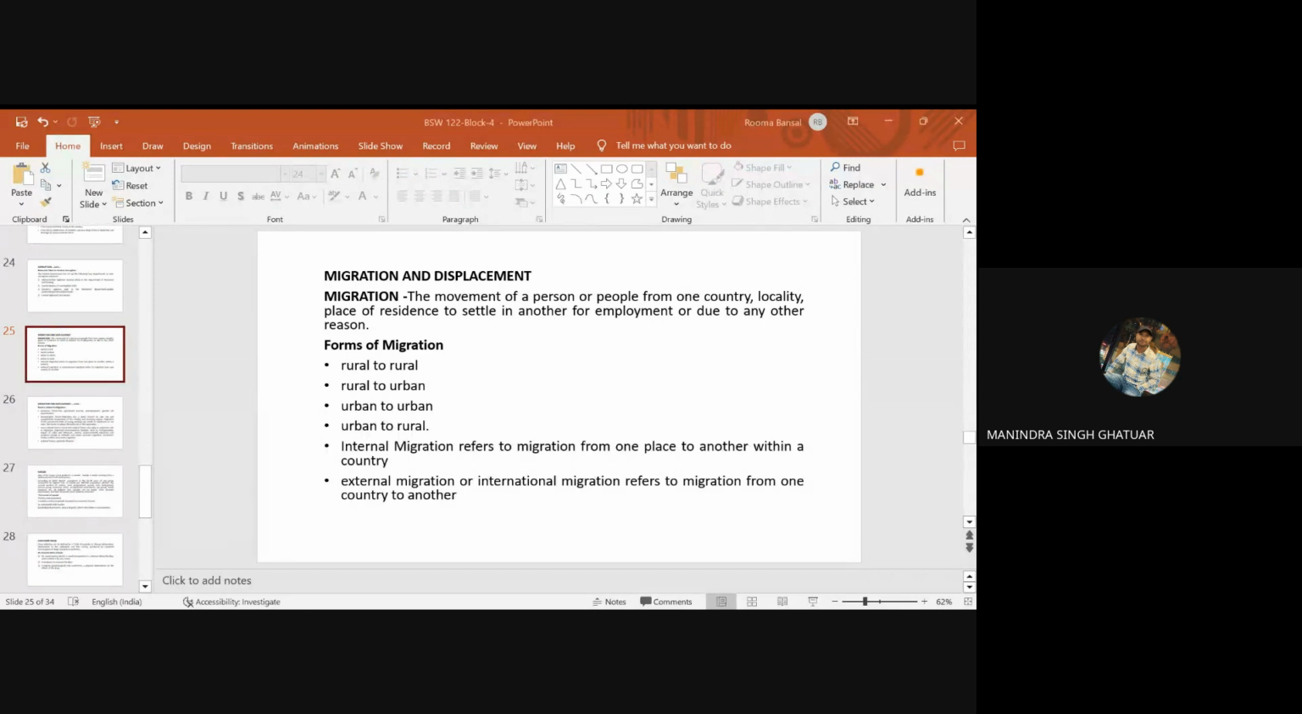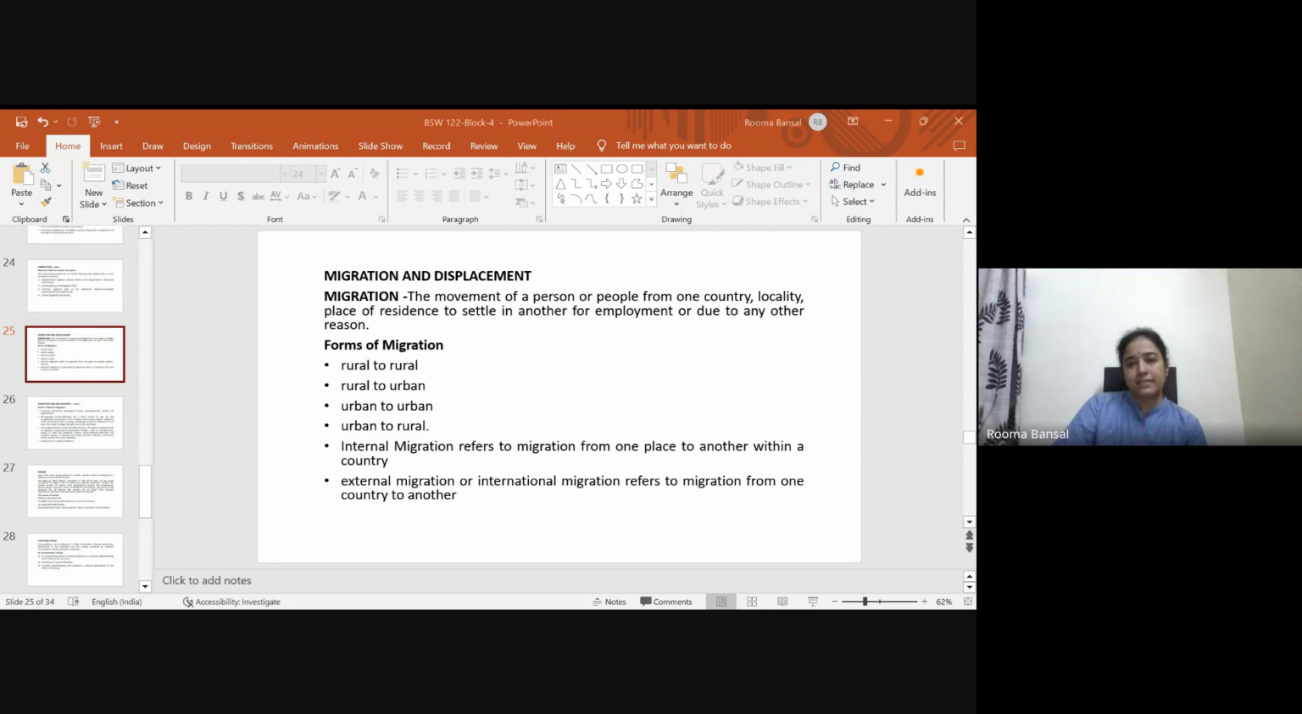Ma'am, there is also an act called the interstate migrant worker act. Those workers come from one state to another state for working or for searching for a job. Yes, very true.